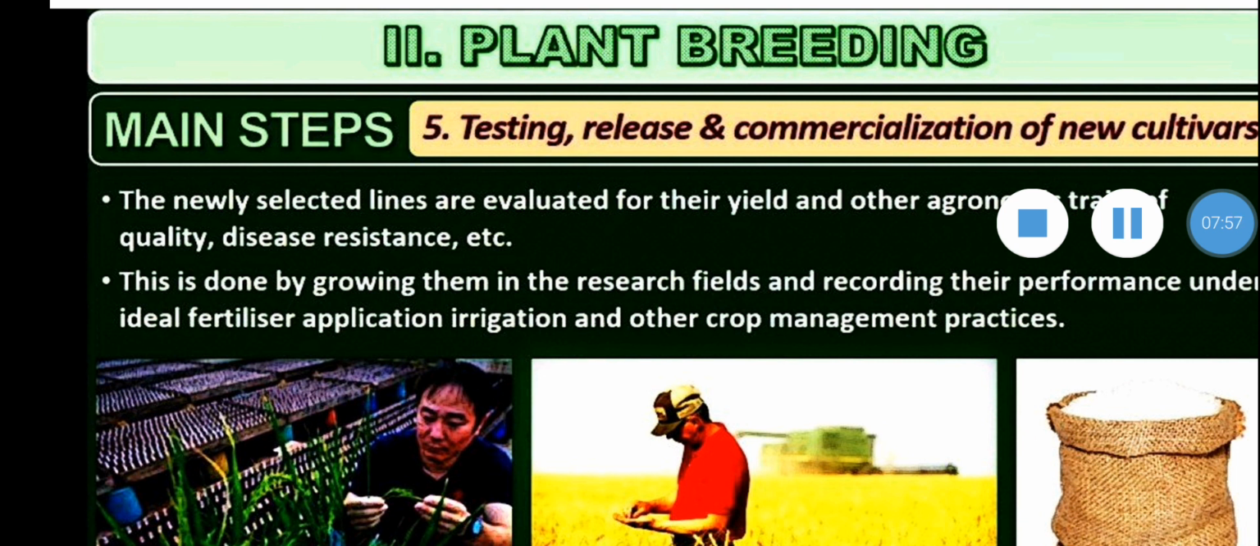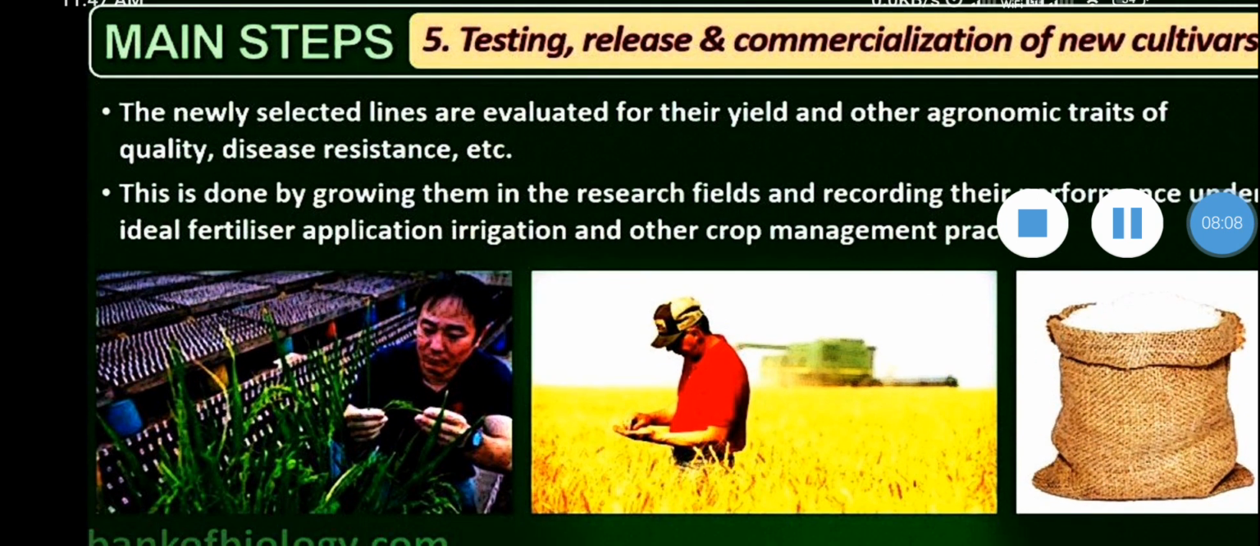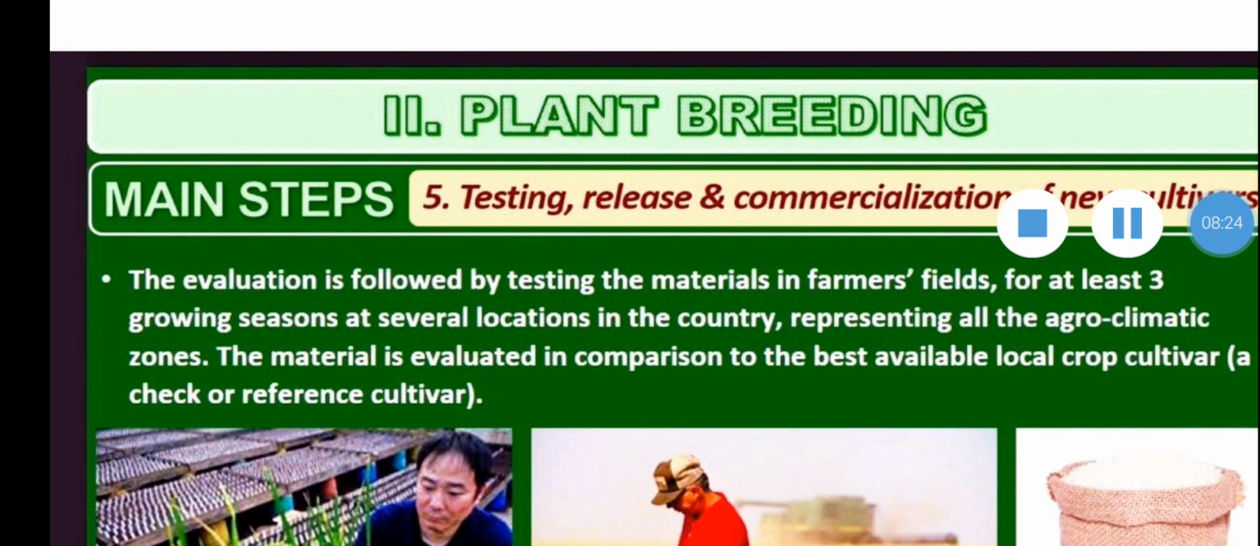The newly selected lines are evaluated for their yield and other agronomic traits of quality, disease resistance, etc. This is done by growing them in a research field and recording their performance under ideal fertilizer application, irrigation, that is watering, and other crop management practices. The material is evaluated in comparison to the best available local crop cultivar.